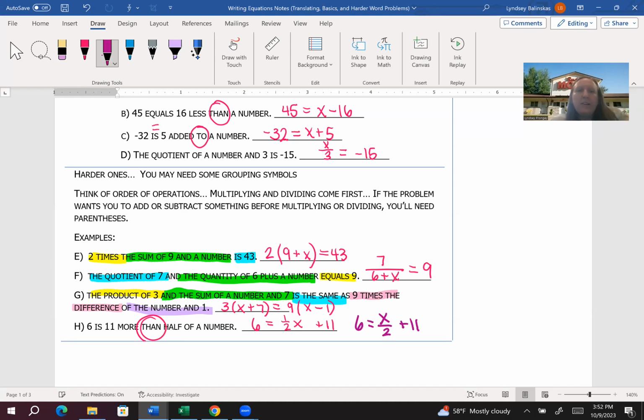Okay, so things you have to do is memorize what words go with what operations, memorize those turnaround words. In general, go in the order it says, unless you see that turnaround word. And then don't forget those parentheses if you need to do that adding or subtracting before any multiplying or dividing.